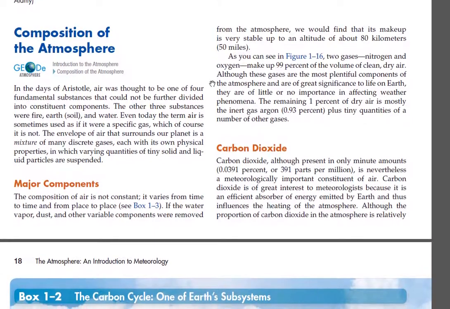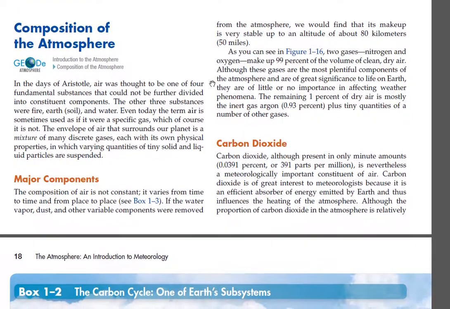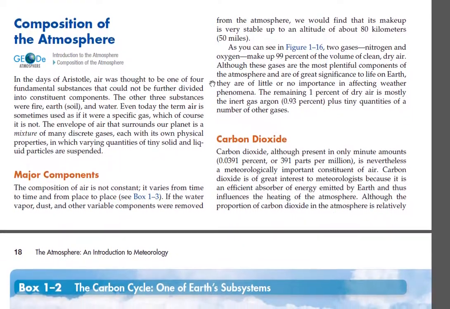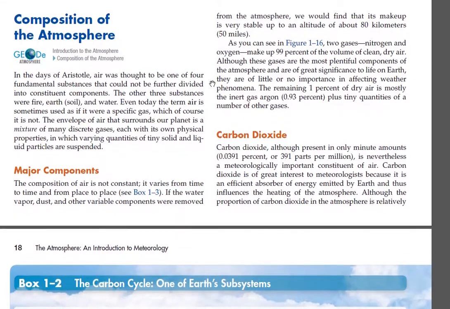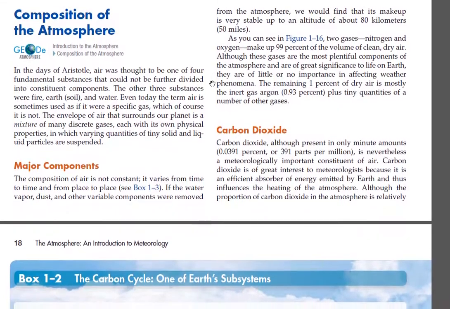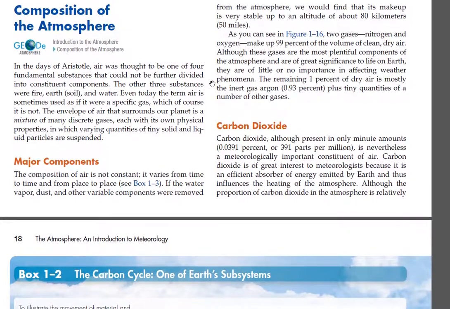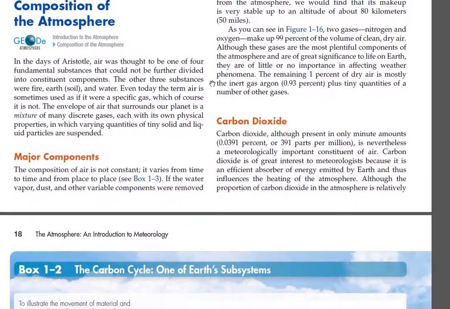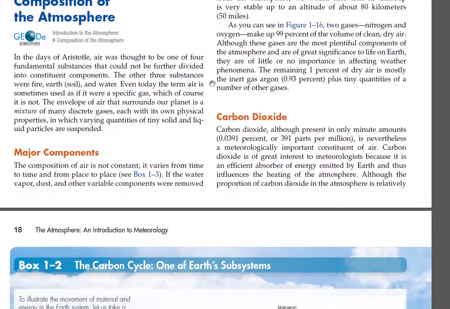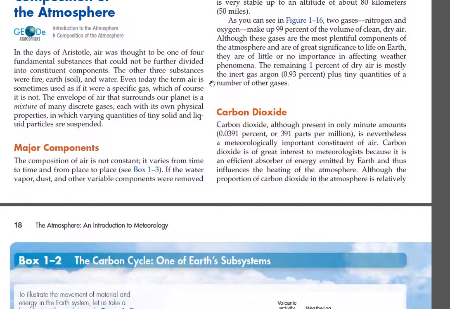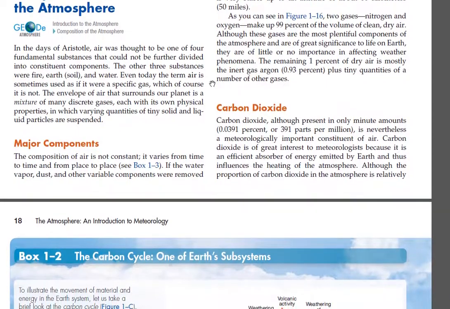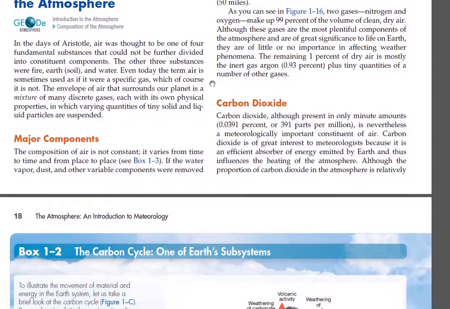Although these gases are the most plentiful components of the atmosphere and are of great significance to life on Earth, they are of little or no importance in affecting weather phenomena. The remaining 1% of dry air is mostly the inert gas argon, 0.93%, plus tiny quantities of a number of other gases.